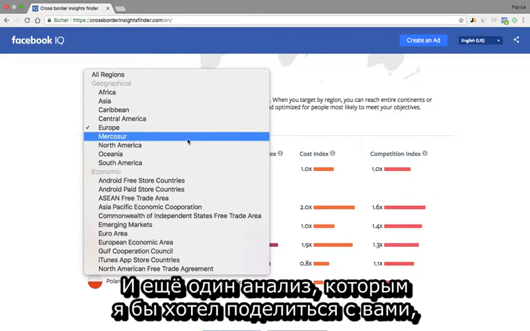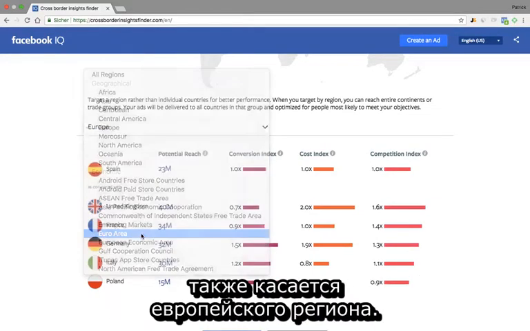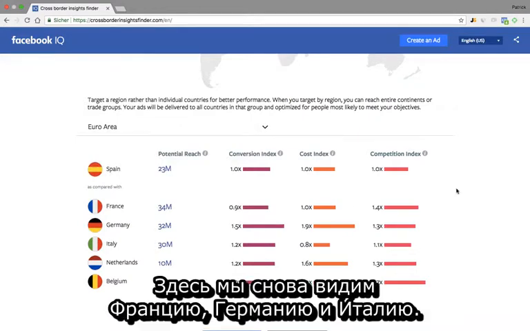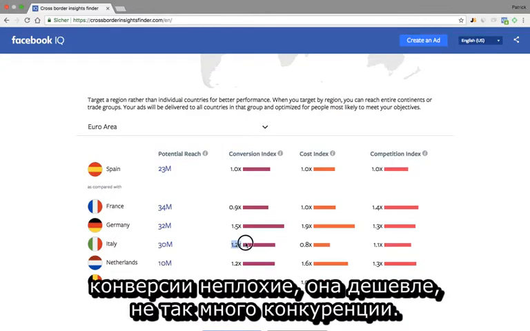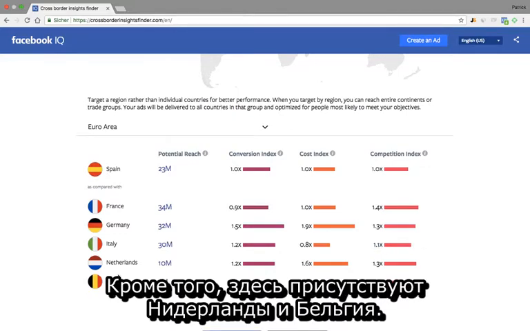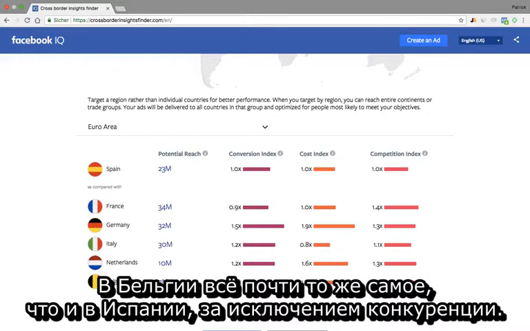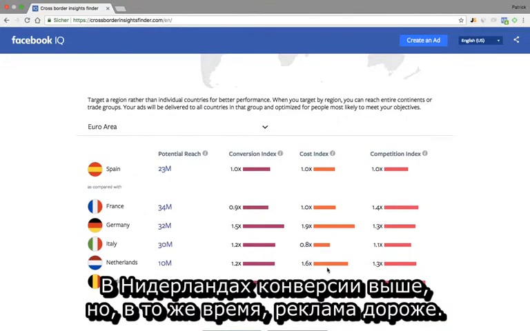And then the last analysis that I would like to share with you is also the Euro area. Here, once again, it takes France, Germany, and Italy. We see once again that Italy is really not that bad. People convert in Italy. It's cheaper there and they don't have so much competition. And they also include Netherlands and Belgium. In Belgium, you see it's the same as Spain, but you have more competition. In the Netherlands, people convert better, but they're also more expensive.